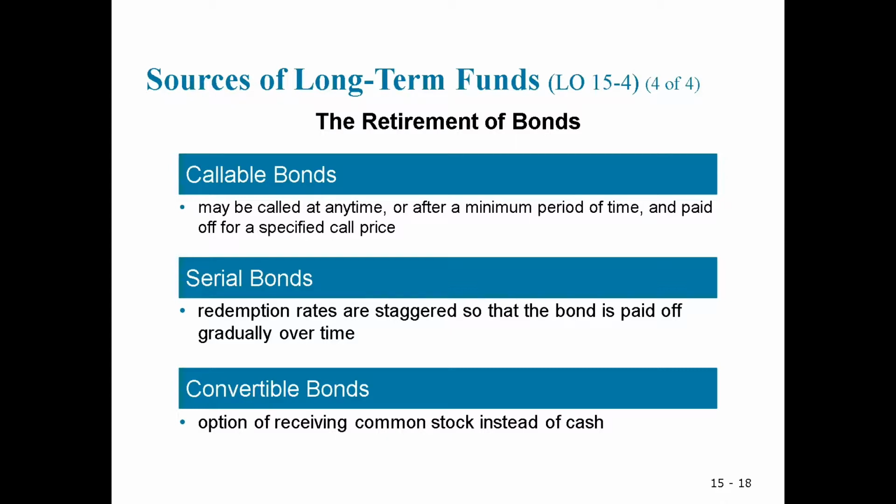Serial bonds. With a serial bond, the firm retires portions of the bond issue in a series of different preset dates. Convertible bonds. Convertible bonds can be converted into common stock of the issuing company.